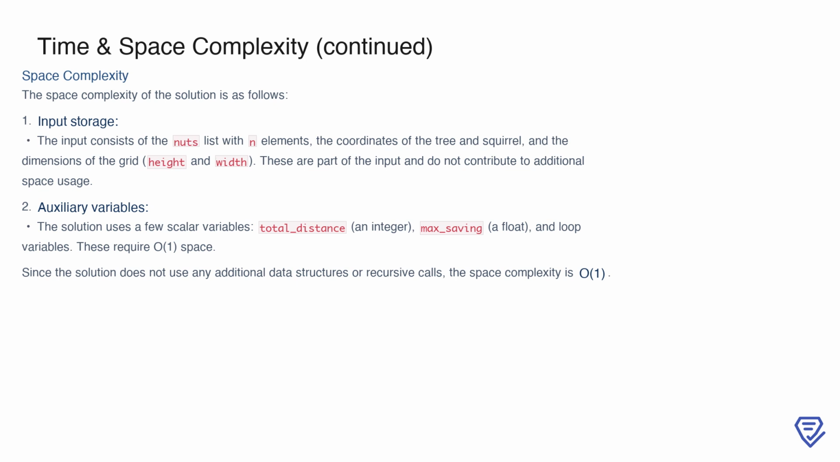The algorithm itself uses only a handful of scalar variables, such as the total distance, the maximum saving, and some loop variables. These require a constant amount of space, or O(1). There are no additional data structures, nor does the algorithm involve any recursive calls that would use extra stack space. As a result, the overall space complexity of the solution is O(1), as it only uses a fixed amount of auxiliary memory regardless of the size of the input.